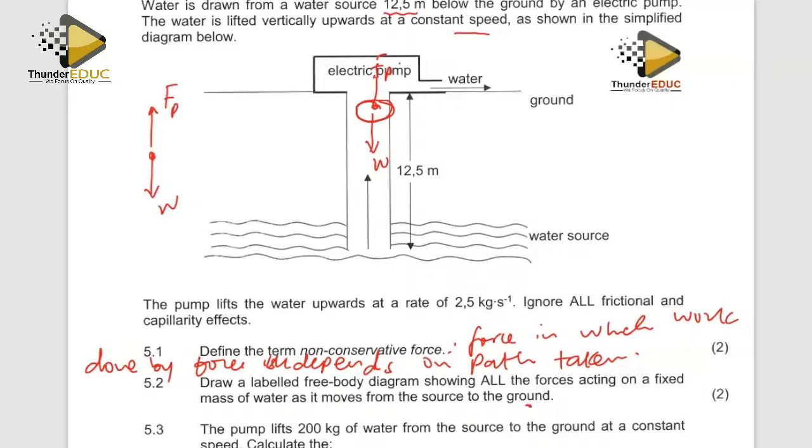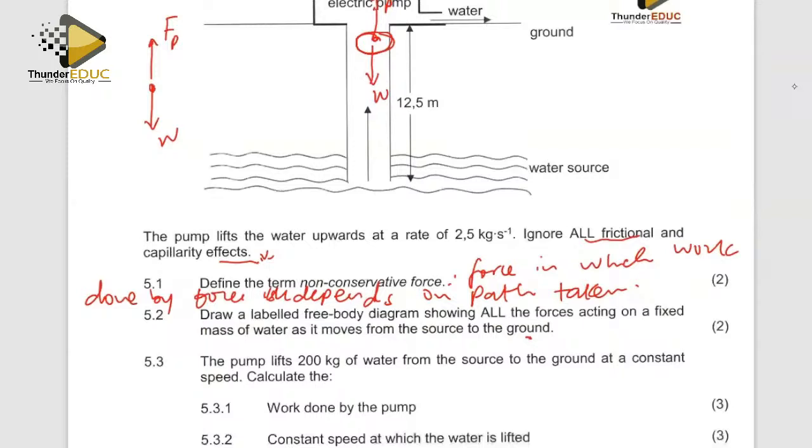As much as we might have friction by the pipes, they told us to ignore the friction and capillary effects. So if there are no capillary effects, it's just the force by the pump and the weight acting downwards. But since the pump's force is greater, the water will go up.